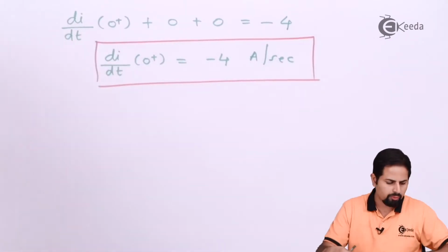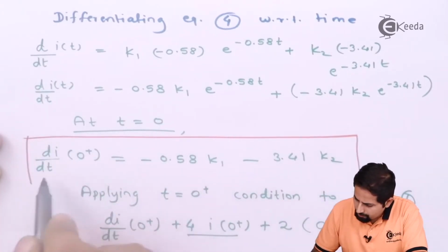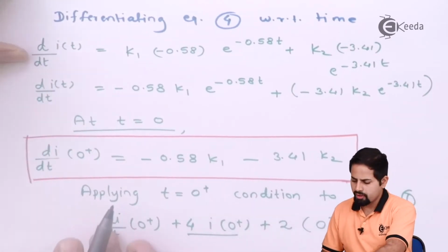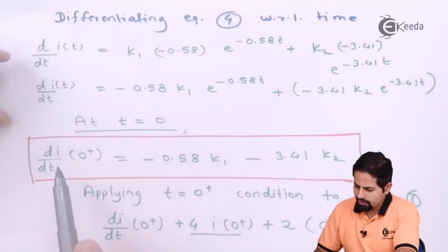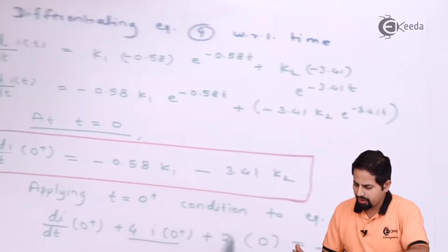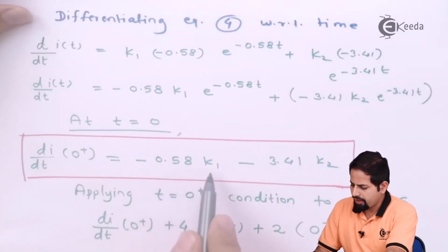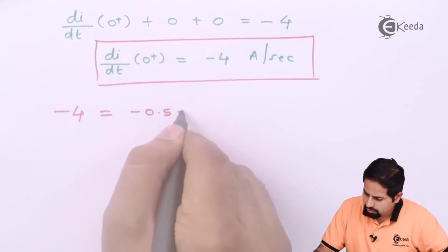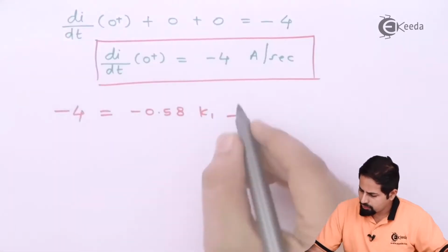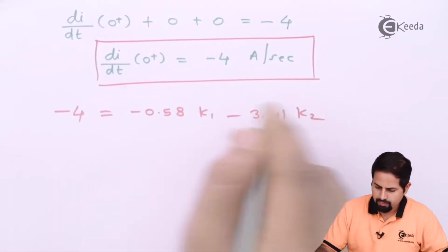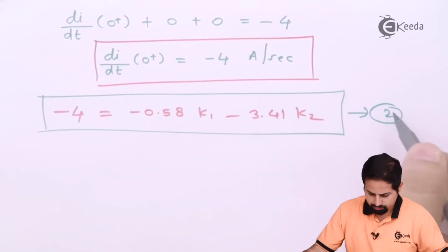Now what we will do, we have this equation. Into this equation we put that di by dt is minus 4 amperes per second. So here this will become minus 4 amperes per second. So directly we can write minus 4 is equal to minus 0.58 k1 minus 3.41 k2, and this I will call equation number 2.